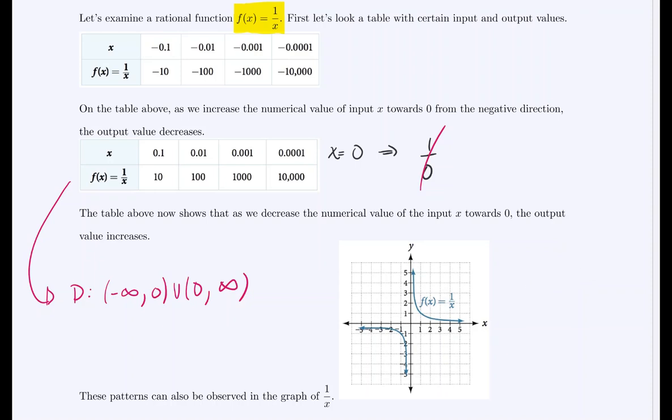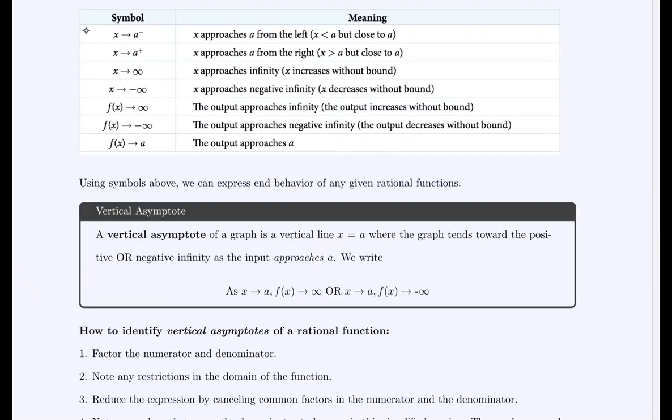Specifically, we've got a vertical asymptote at 0, and the thing to notice is that at x equals 0, the denominator of our function equals 0. So for rational functions, wherever your denominator equals 0, that's going to give us a vertical asymptote, like we see here in our general 1 over x graph.